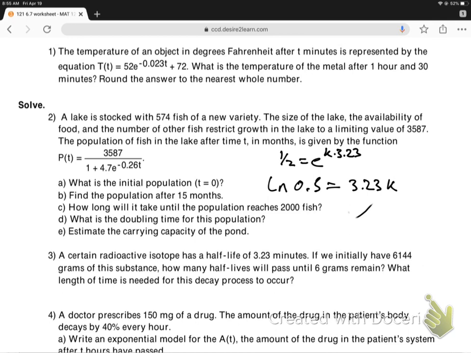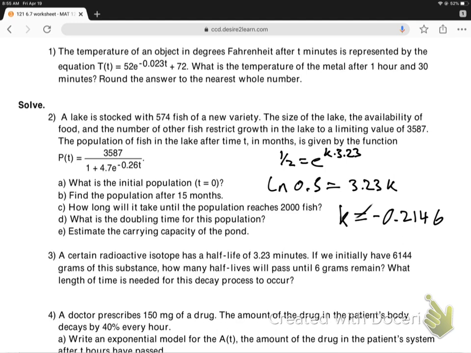Okay, so let's take a look in the calculator. We have 0.5. I'm going to hit natural log. I'm then going to divide it by 3.23 because that's the number next to the letter. K equals negative. Remember, it's decay, it's going to be negative 0.2146. That's what k is. Okay?